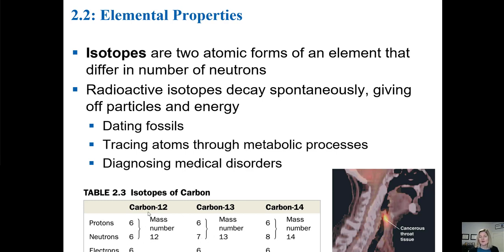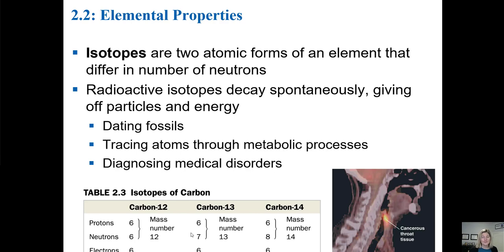Carbon 12 is indicating the mass number, so that means there must be 6 neutrons to add up to 12. Carbon 13 must have 7 neutrons to add up to 13. And then carbon 14 must have 8 neutrons to add up to 14 as the mass number. So isotopes have the same number of protons, hence they're the same element, but they have different numbers of neutrons.